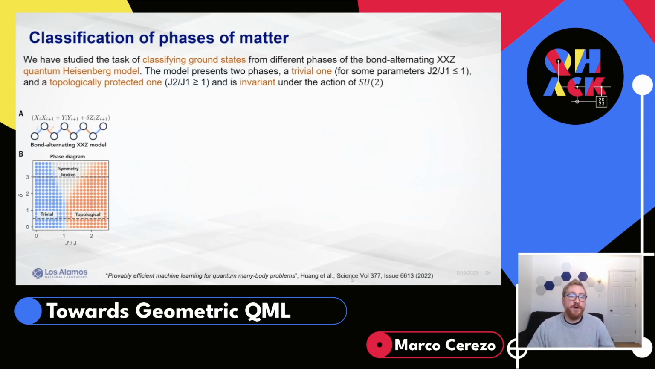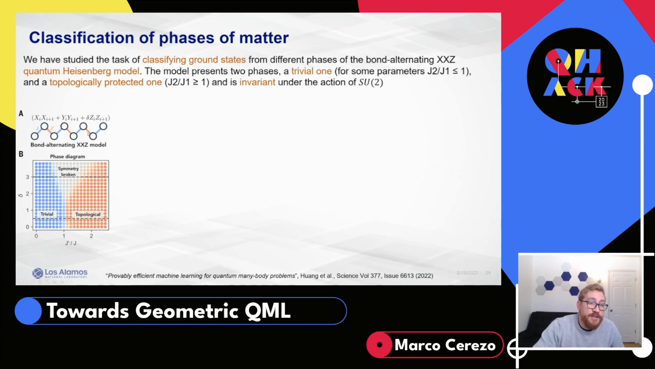Let's think about a problem of classifying phases of matter, right? And in this case, the model that I'm going to be working with is the bond alternating XXZ quantum Heisenberg chain, whose Hamiltonian looks like a summation of terms where neighboring spins are interacting with X, X, Y, Y, and ZZ coupling, but the strength of that interaction is going to change from J to J prime to J to J prime to J to J prime, right?